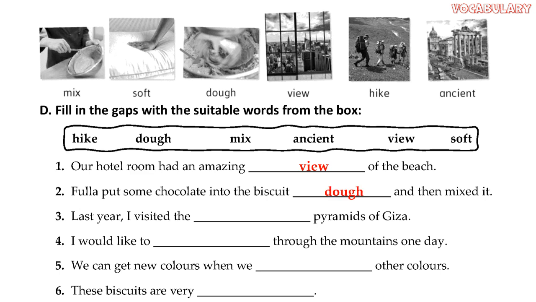Last year, I visited the pyramids of Giza. These pyramids are very old. They can be dated to 5,000 years ago, so it's ancient pyramids of Giza. I would like to blank through the mountains one day. So when you see the word mountains, what do you do? You hike. Five, we can get new colors when we mix other colors. For example, you can get orange when you mix red and yellow. These biscuits are very soft, they are not hard.